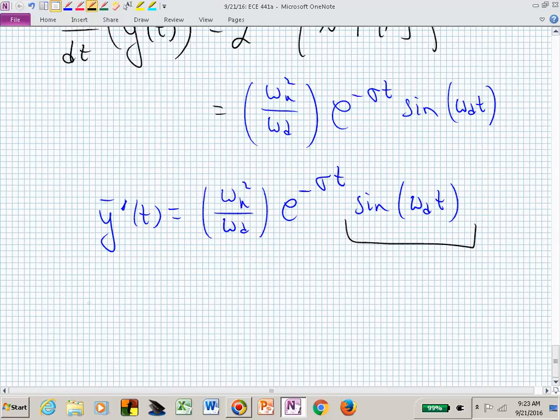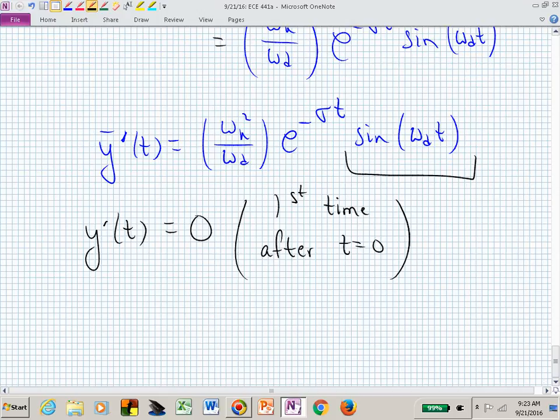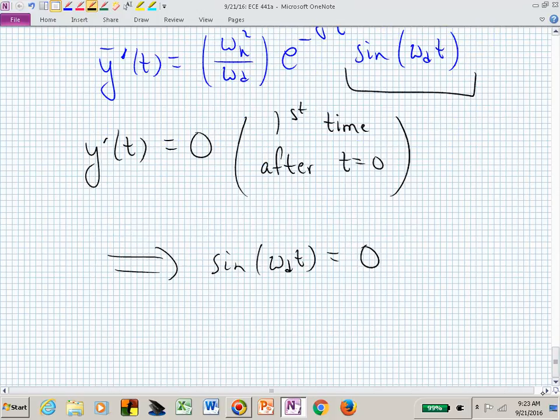We're saying we want y prime of t to equal 0 the first time after the trivial case, which would be t equals 0. When is sine of omega sub d t equal to 0? That's the only thing that we're really looking to go through maxes and mins. The e to the minus sigma t exponentially goes. It doesn't have maxes and mins. It doesn't oscillate. Meaning we're looking for when this happens.